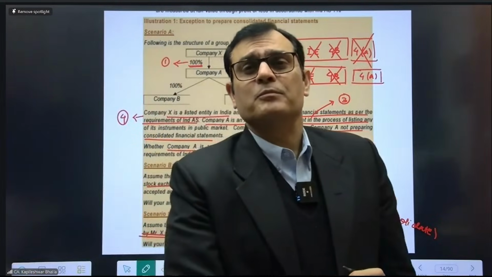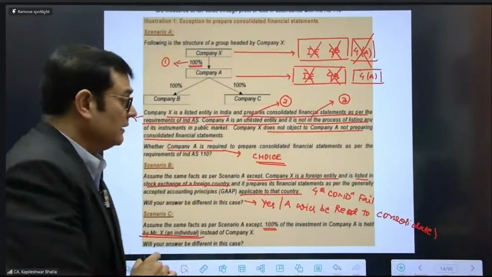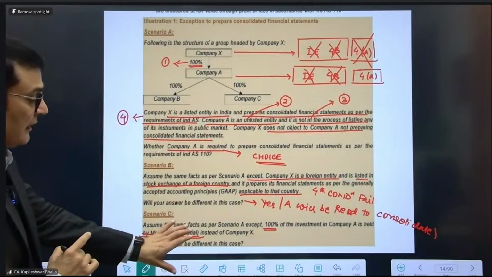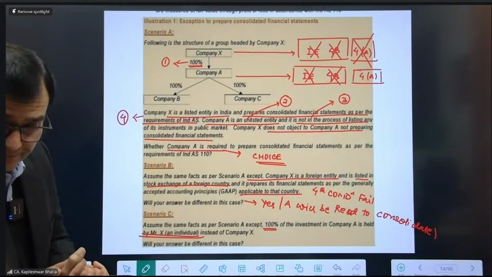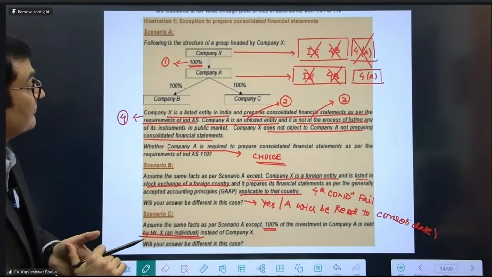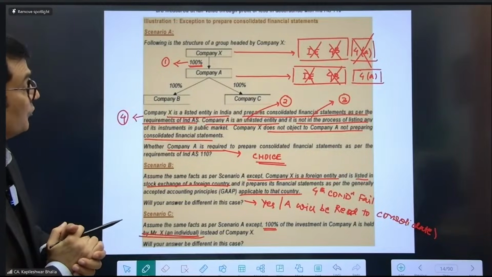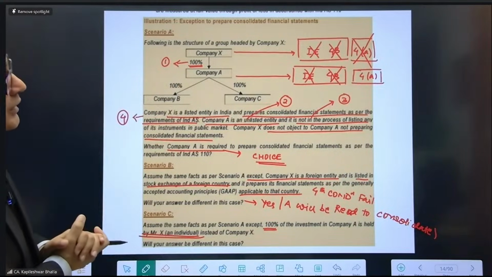Now, this is something which may be tricky because I did not tell you. So, what do you think? Any condition failing in this case? Yes. Which condition? Fourth condition.